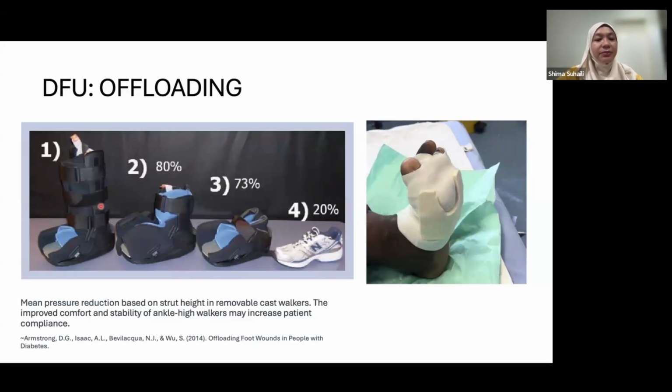Kalau kita tak ada in primary care, what we can do adalah we can refer the patient to the hospital. We can discuss with our occupational therapist for the offloading. And kita pun boleh refer our patient to Zakat or Baitulmal untuk special shoes yang ada offloading.